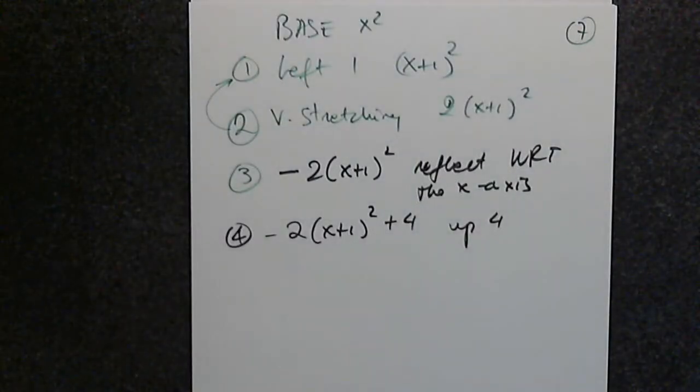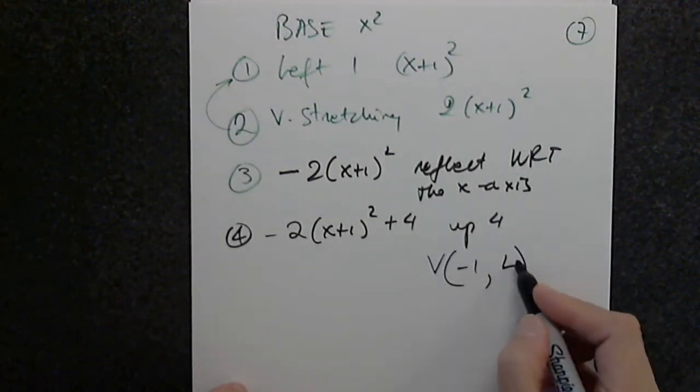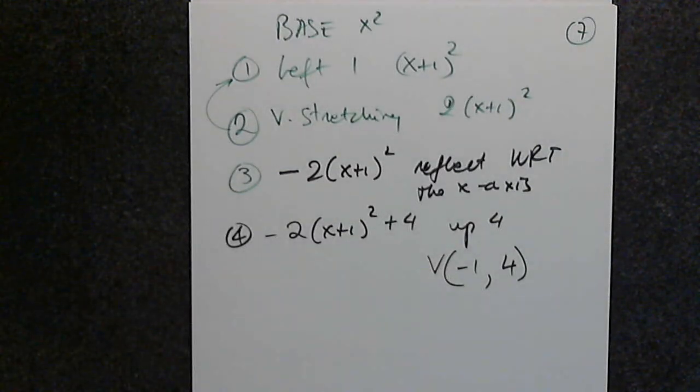There are absolutely no secrets here, right? So this is x squared, and it goes left 1, then a vertical stretching, then a reflection, and then up 4. You know the vertex. You don't have to worry, you don't have to think. What is the vertex? Right. What is the range?